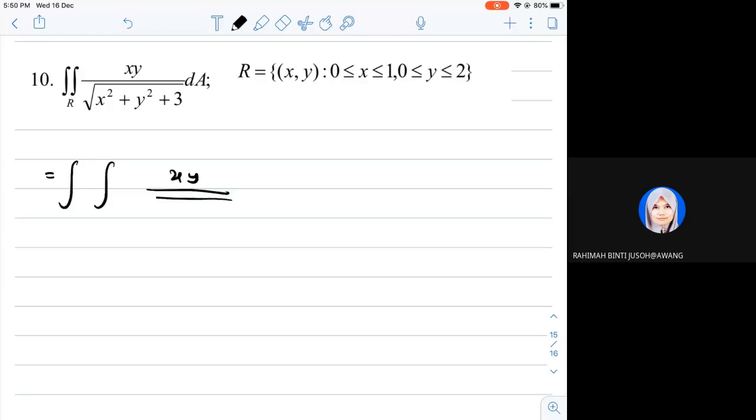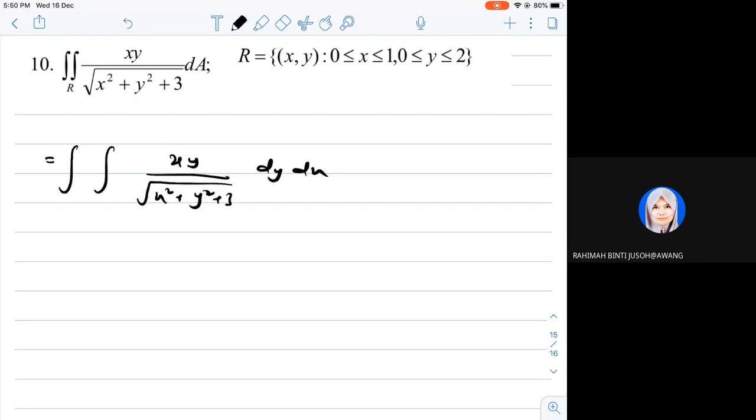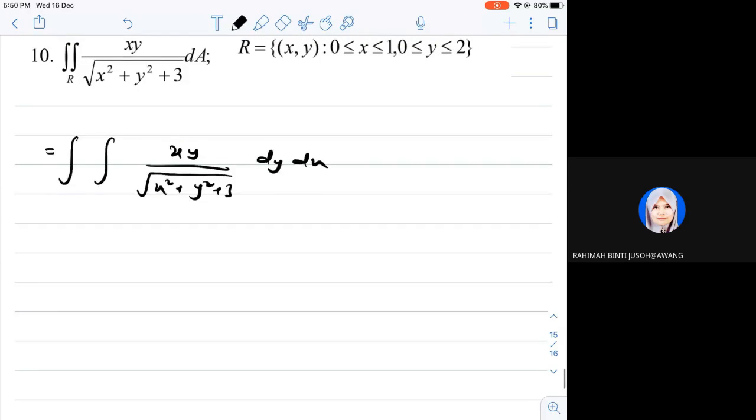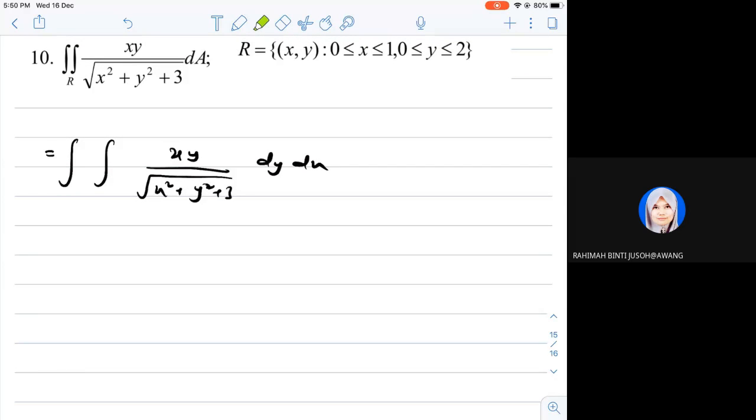xy over square root of x squared plus y squared plus 3, dy dx. Okay, so dy dx. So the limit of y should be the inner limit, so from 0 until 2. And then the limit of x from 0 until 1. So let us proceed.